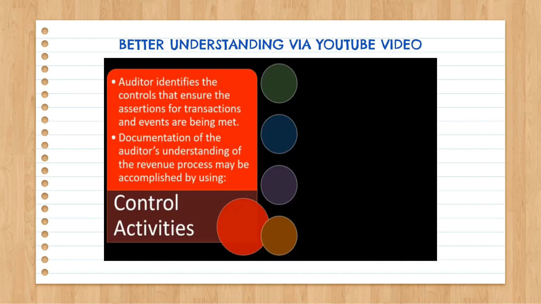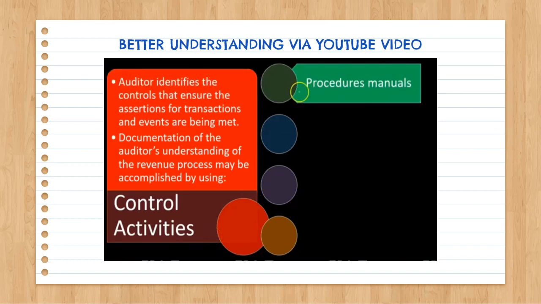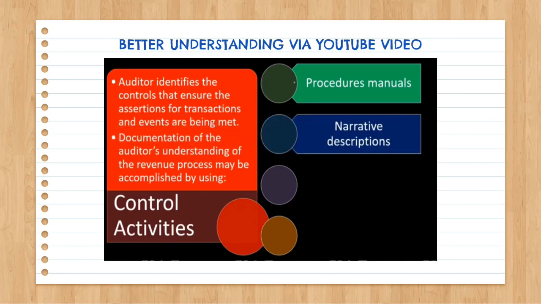Documentation of the auditor's understanding of the revenue process may be accomplished by using several tools. So we're going to document this information with possibly procedural manuals. What are going to be the procedures within this process of revenue recognition? And remember, the control activities are the actual controls that are going to be in place. So now we're thinking about how we can document our understanding of the actual controls that are in place. We could use procedures manuals to get an idea of what the controls are and document those controls.